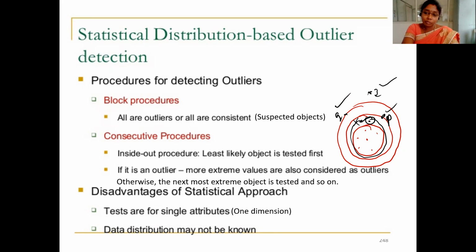What is the next suspected object? The next possibility is P, which may be the outlier. So again you need to go with the entire procedure and check whether P is an outlier or not.